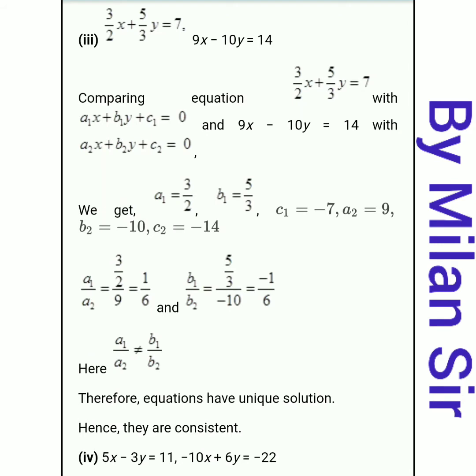Question number 3. Again I tell you, before watching this video, just try out this question yourself. Okay, then here our first equation is 3 by 2x plus 5 by 3y is equal to 7. So we need to convert this equation into the standard form.